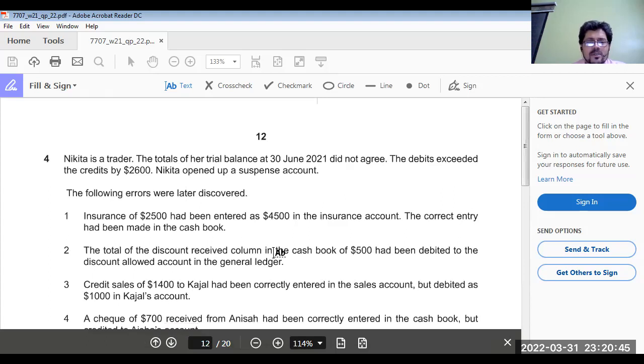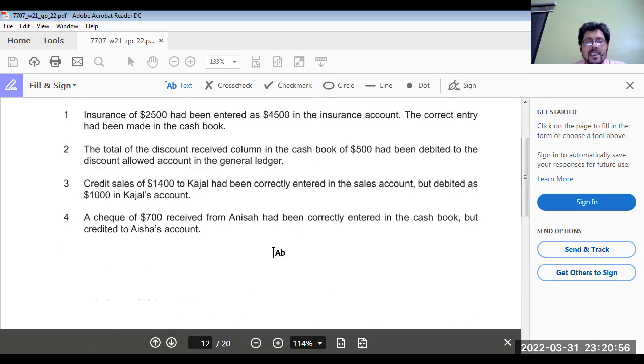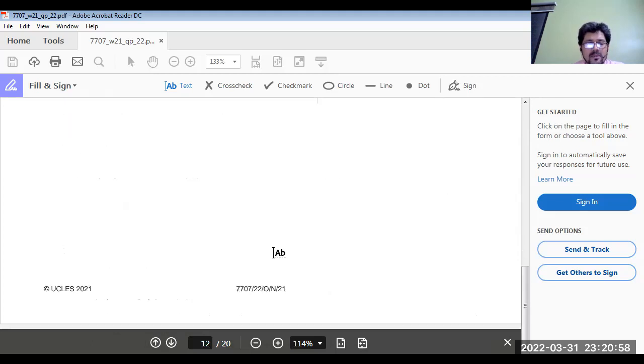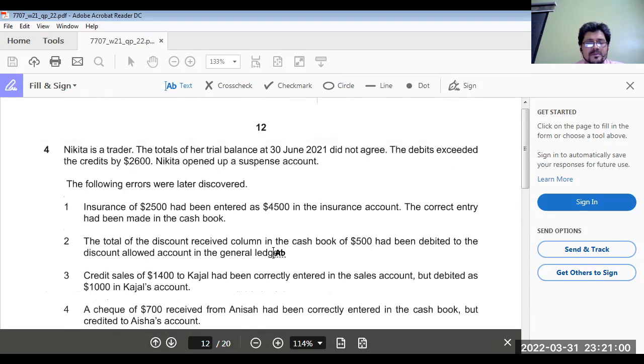Nikita is a trader. The totals of her trial balance at 30th June 2021 did not agree. Debit exceeds the credit by 2,600. Nikita opened a suspense account. The following errors were later discovered. That's what we have to do. Now, what happened?